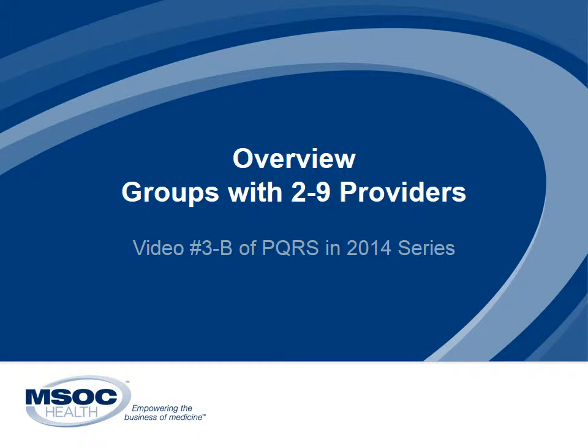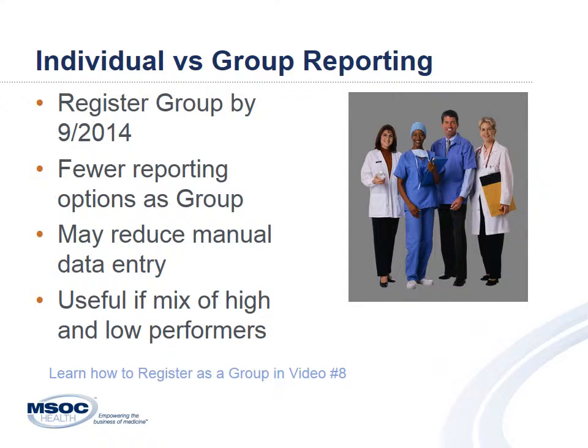For PQRS purposes, a group is considered any tax identification number with 2 or more providers who bill to Medicare. If you have at least 2 providers, you have the option of reporting quality measures separately for each individual eligible provider or as a group.